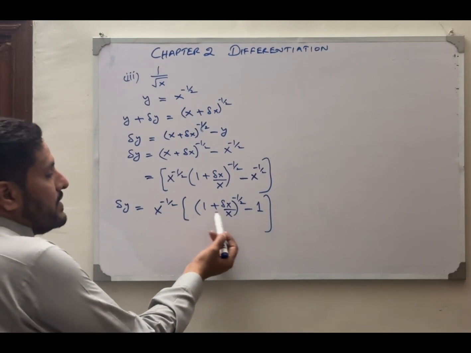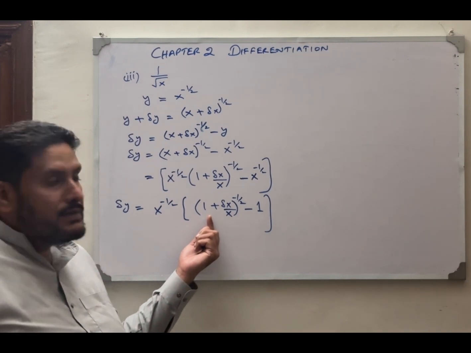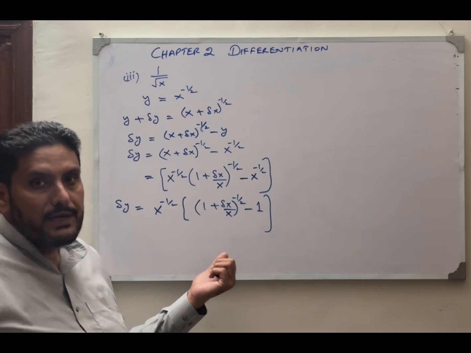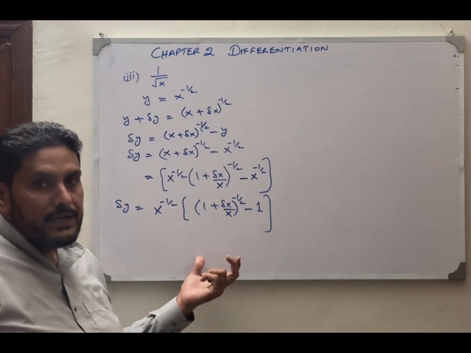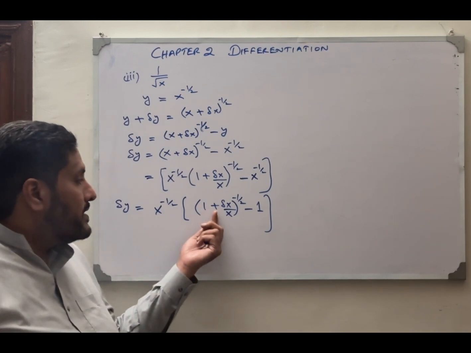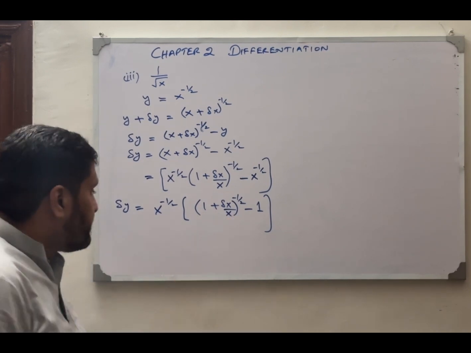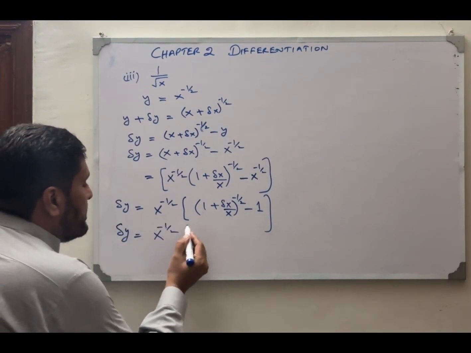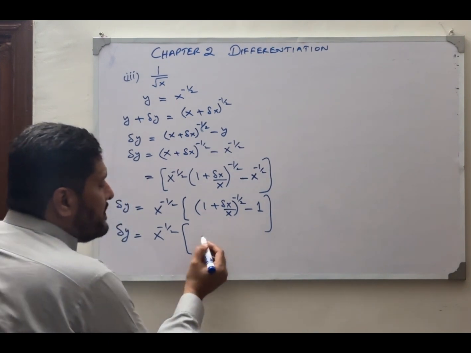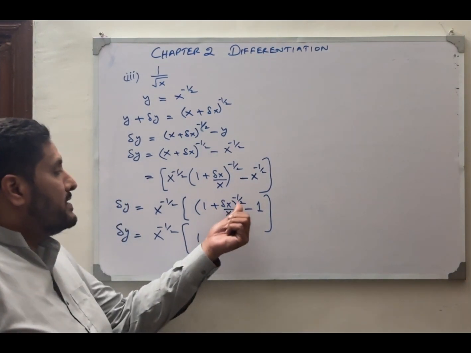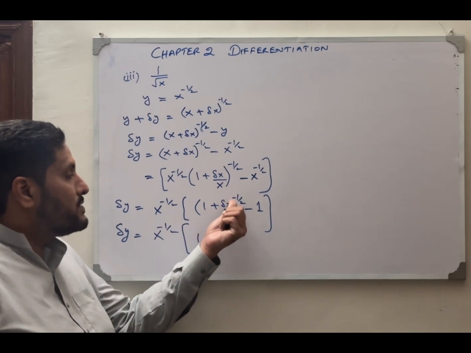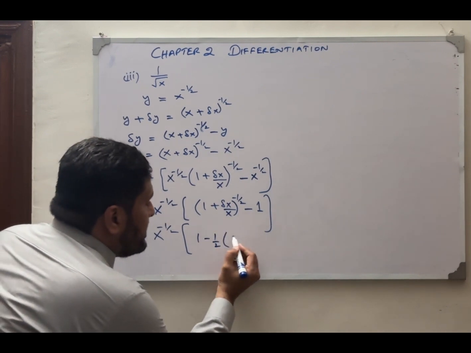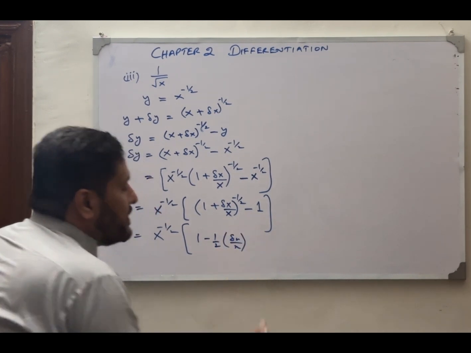Now applying the binomial expansion, 1 plus x power n is equal to 1 plus nx plus n into n minus 1 by 2 factorial into x square. By taking two terms of the binomial expansion we reduce this term. So our delta y is equal to x power minus 1 by 2 into 1 plus nx. So 1 plus n is minus 1 by 2. So plus into minus is minus. So this will become 1 minus 1 by 2 into our x, which is delta x divided by x.